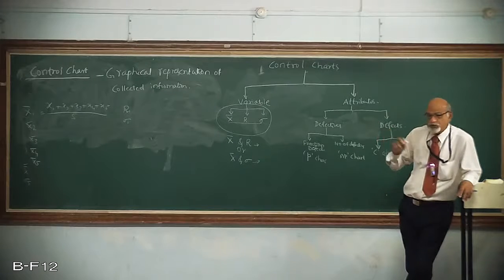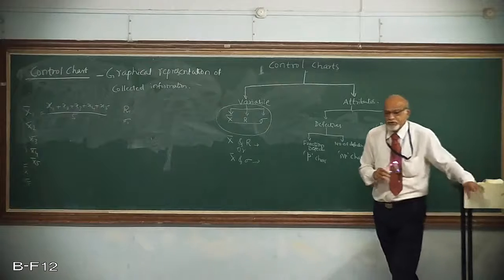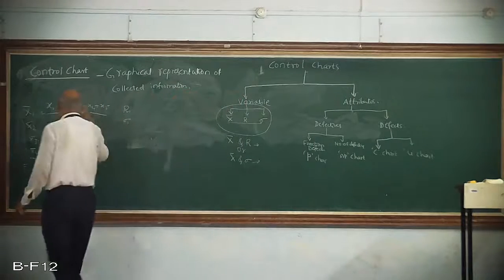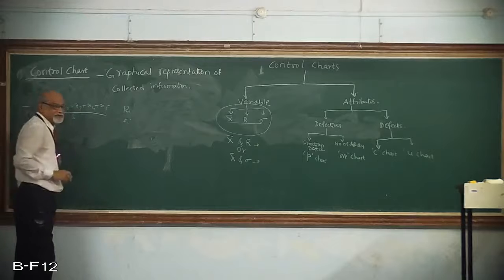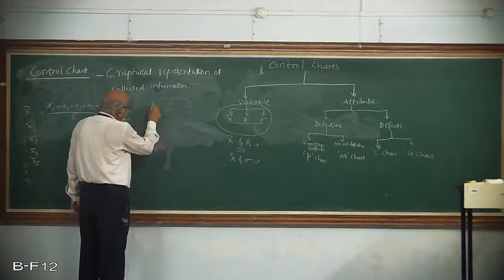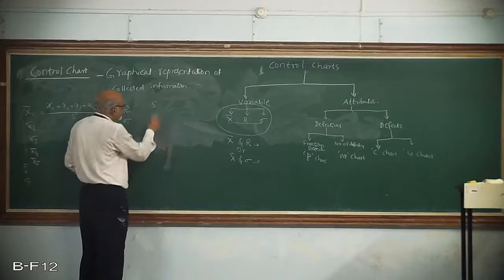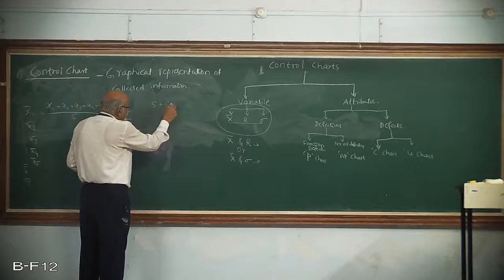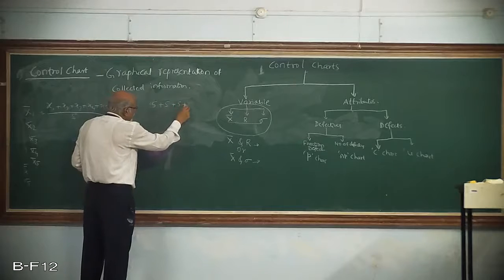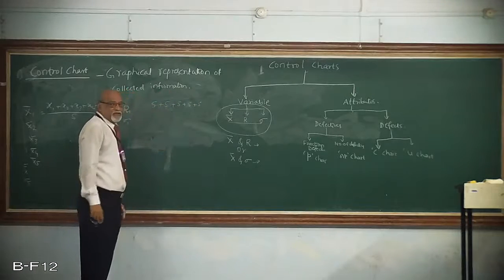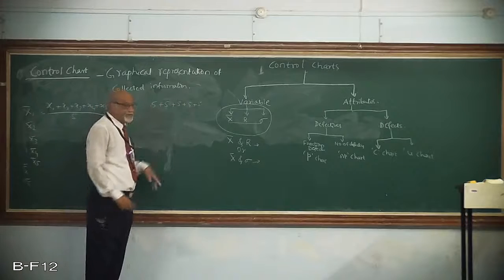How? Let me show you. Let me say there are 5 values, because I am connecting this to a sample of 5. Every time, I take a shaft and measure its diameter. Say the diameter is 5 mm the first time, the second time again 5, third time again 5, fourth time again 5, fifth time again 5. Okay, 5 times I have measured.